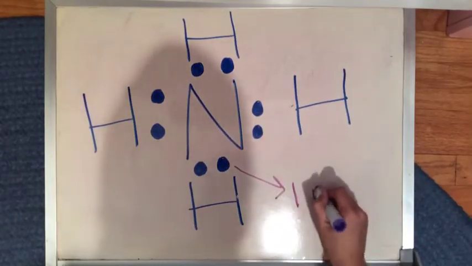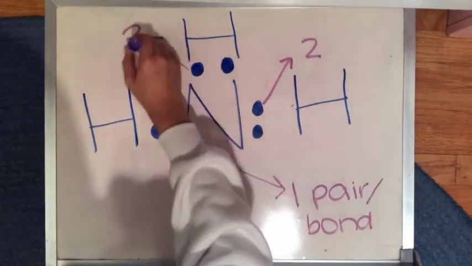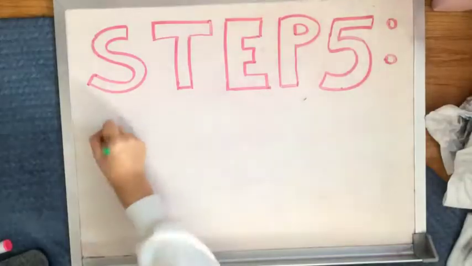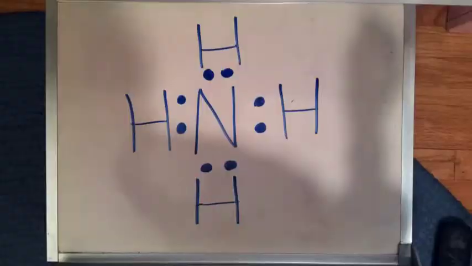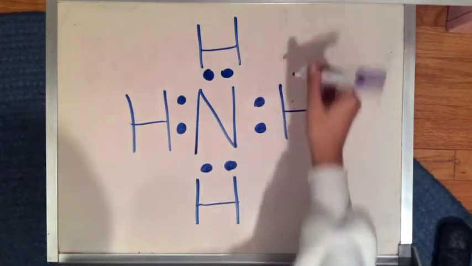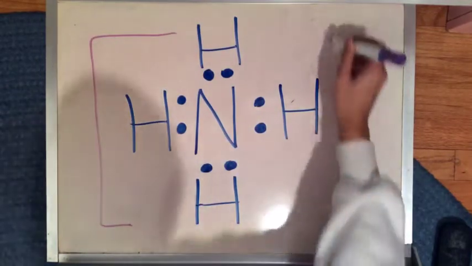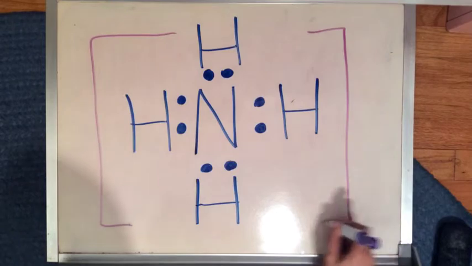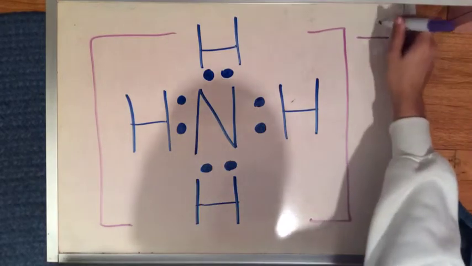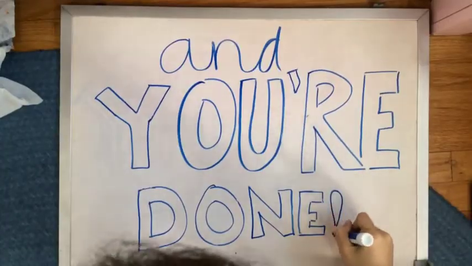This is what it will look like on the Lewis dot diagram. Each set of dots represents a pair or bond. Step 5. Draw the molecule. As I mentioned earlier, nitrogen is in the center, surrounded by the valence electrons and hydrogens. But this time, I will be drawing the brackets around the entire structure and adding the plus sign to represent the polyatomic ion. And now you're done with your ammonium ion.